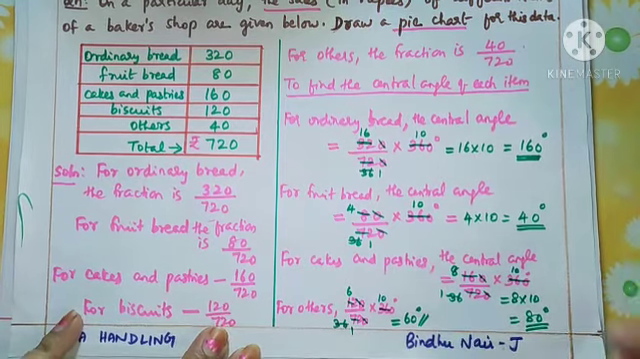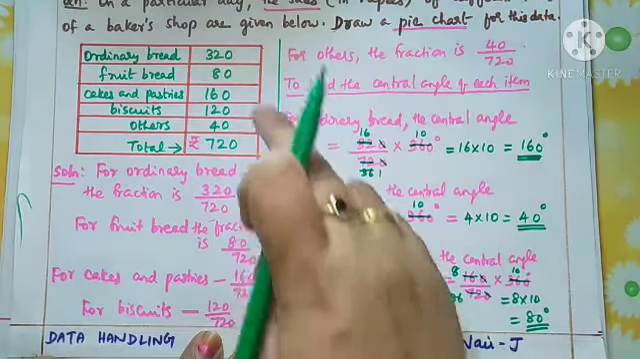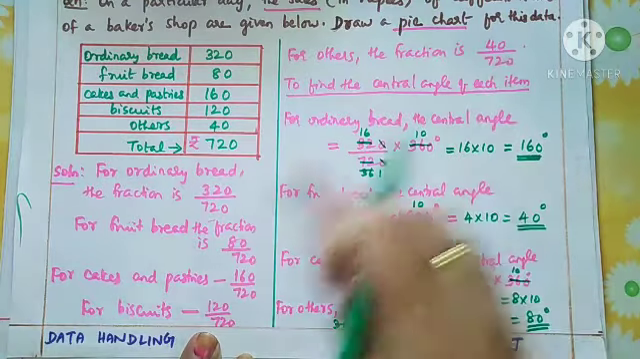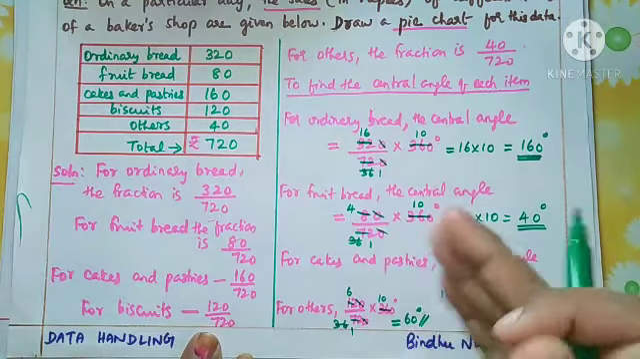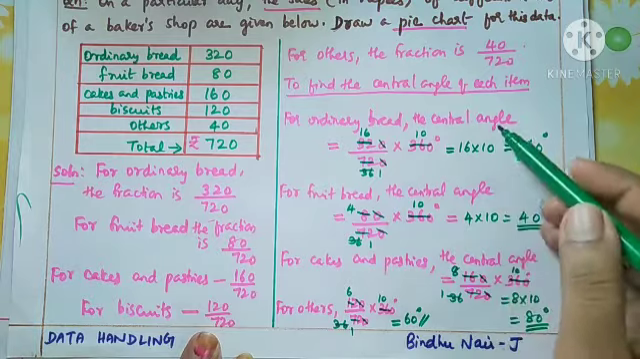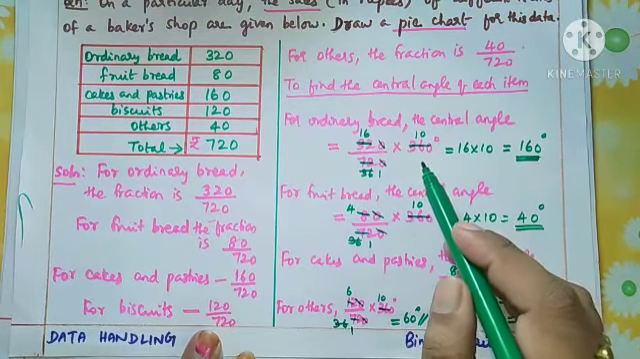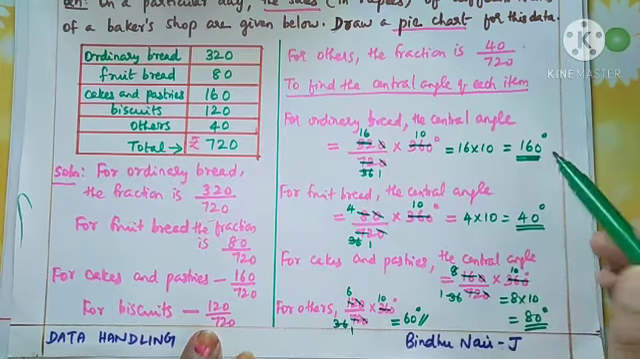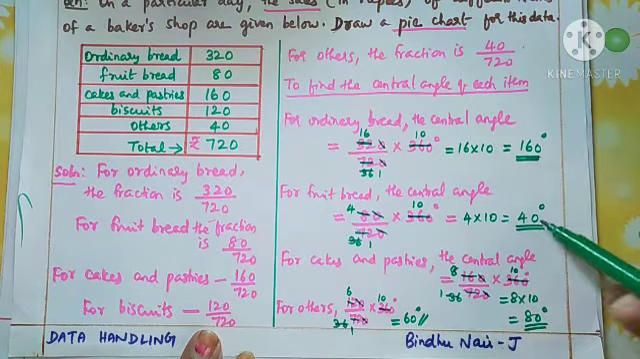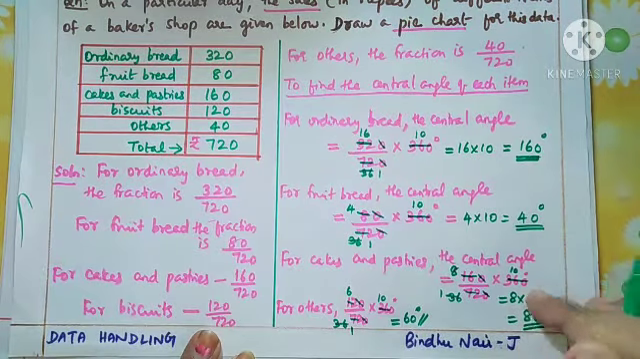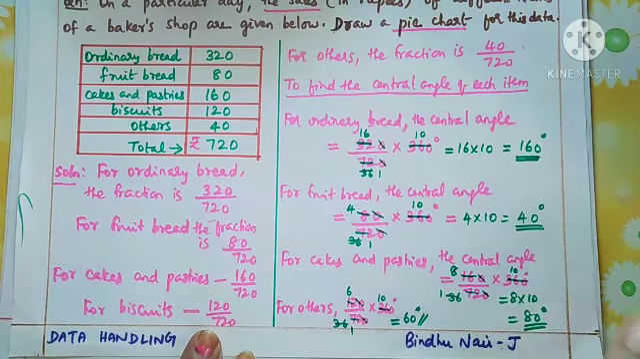Understood? So what is the thing we have done? From the given data, we first found the fraction of each item. Then to find the central angle, each fraction we multiplied by the central angle of the circle, that is 360 degrees, so that we get the angles of each item, each sector. Now using these angles we will draw the pie chart.